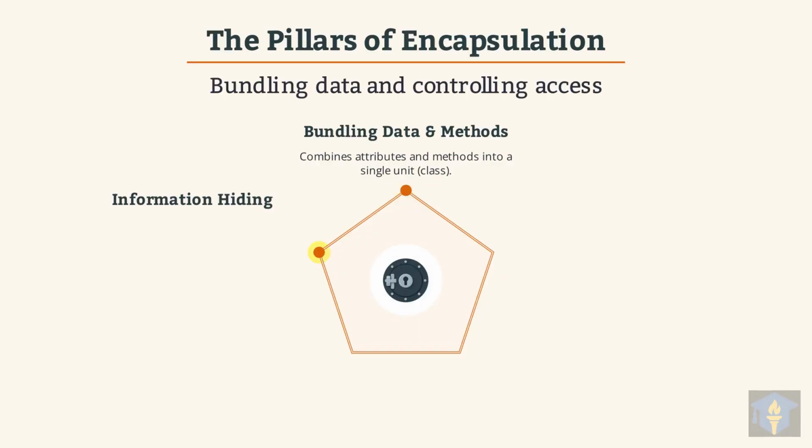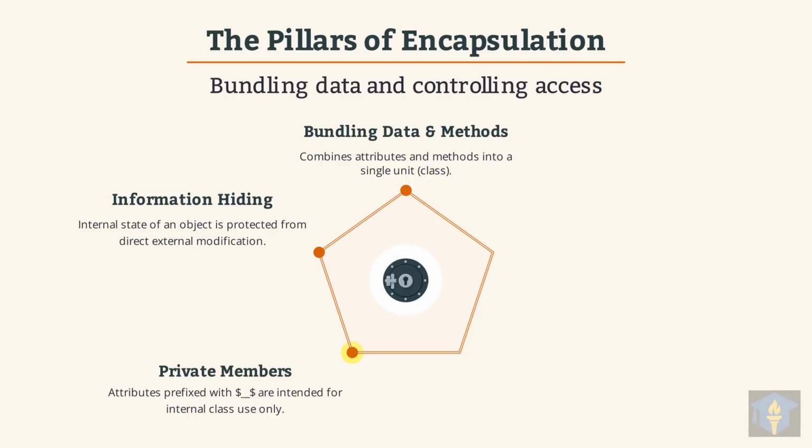Information hiding is crucial. It protects the internal state of an object from direct, unauthorized external modification. By doing so, we prevent other parts of the program from directly manipulating an object's private data. Attributes prefixed with a double underscore, like __attribute, are designated as private, intended for internal class use only. These double underscore prefixed attributes signal that they should not be accessed directly from outside the class.